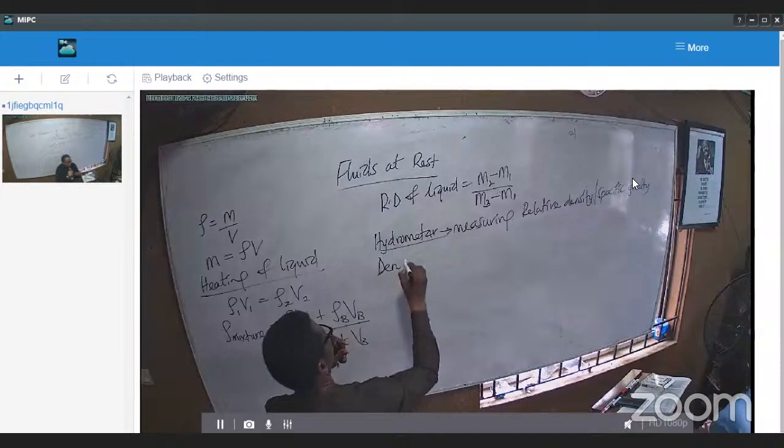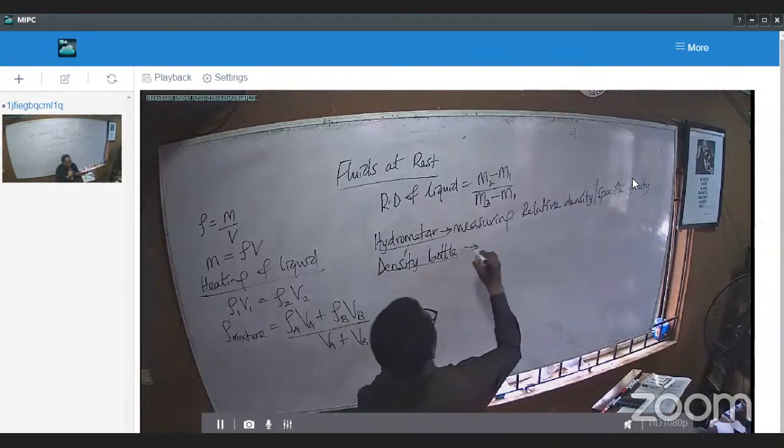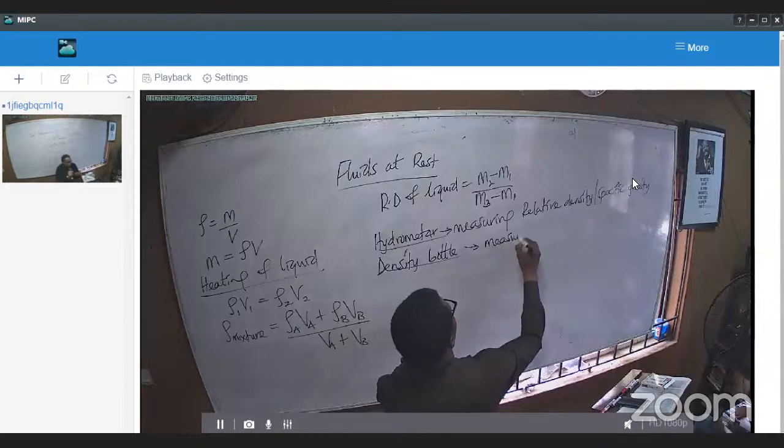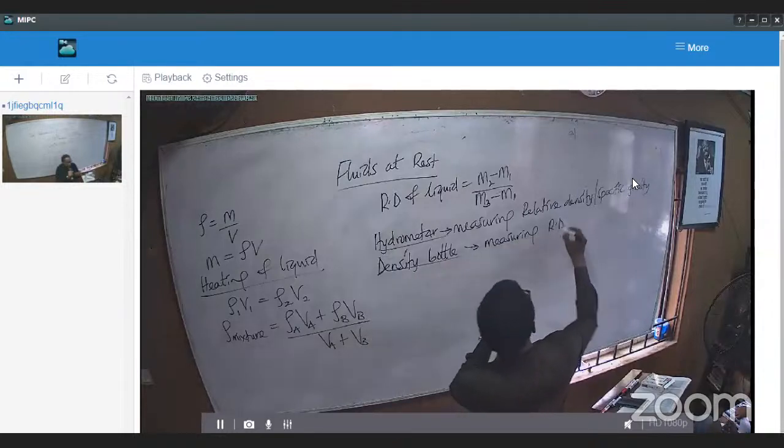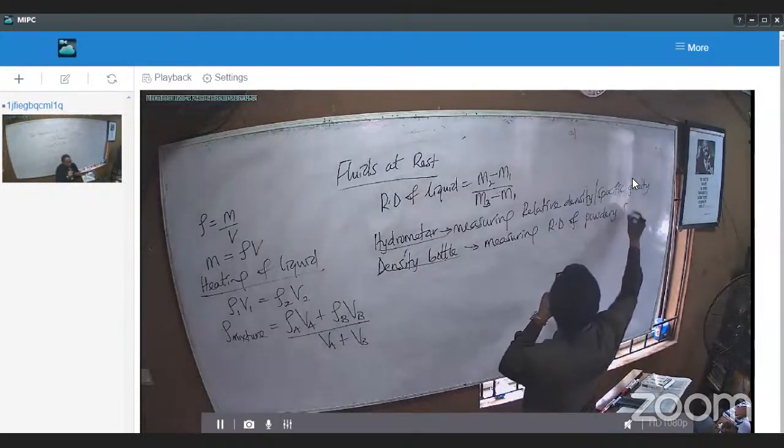Density bottle. What do we use it for? Measuring relative density of powdery substances.